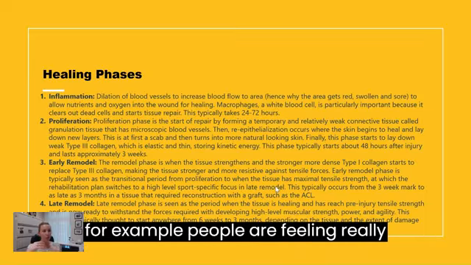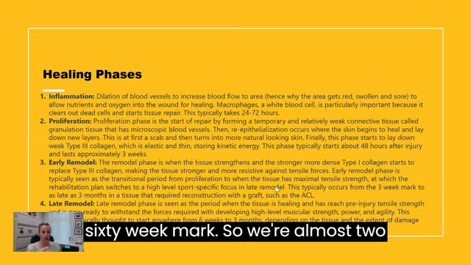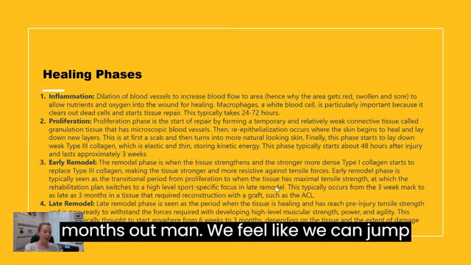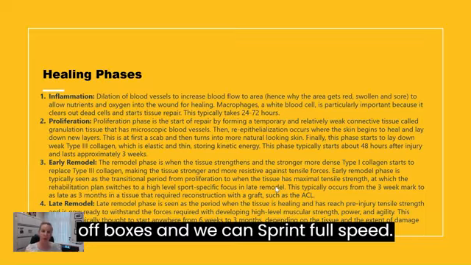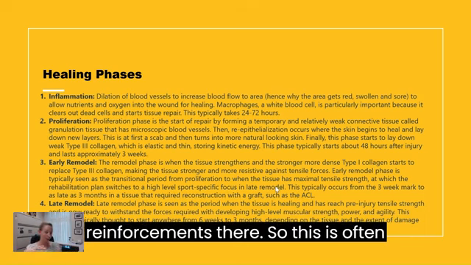So for example, people start feeling really good after ACL surgery right around that 6 to 8 week mark. So we're almost 2 months out. Man, we feel like we can jump off boxes and we can sprint full speed. Well, we don't have type 1 collagen. We don't have all those strong reinforcements there.